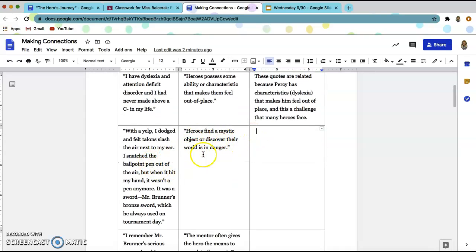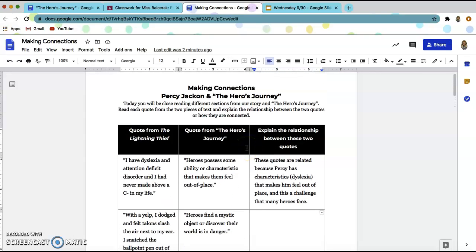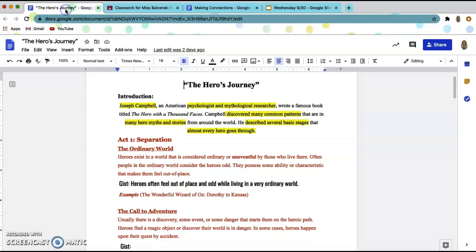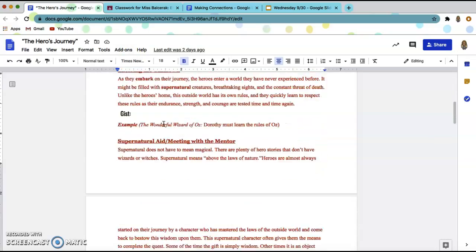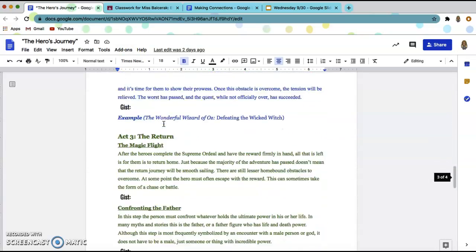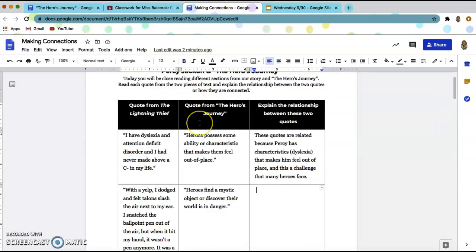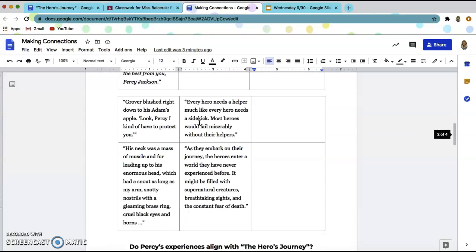Is anything from the quote of the hero's journey found in this piece of the text in The Lightning Thief? That's what you're going to do for your first chart, making the connection between the things that you've read in The Lightning Thief and the things that were outlined to us in the hero's journey, talking about all of the different things that might happen to a hero. And once you finish that, you will keep scrolling down.